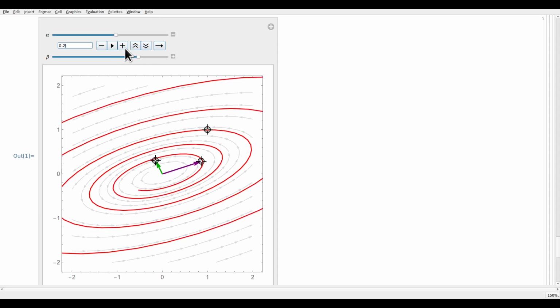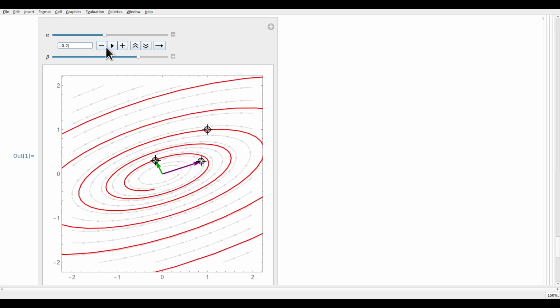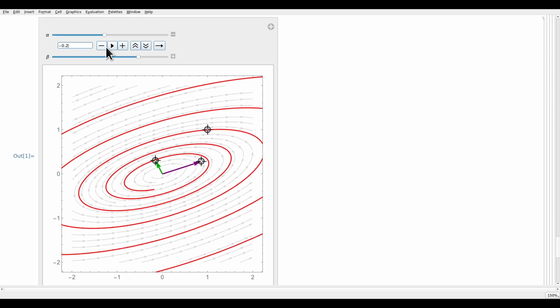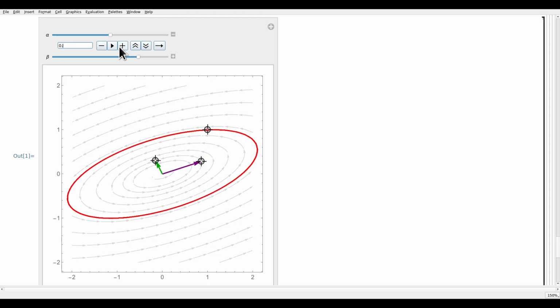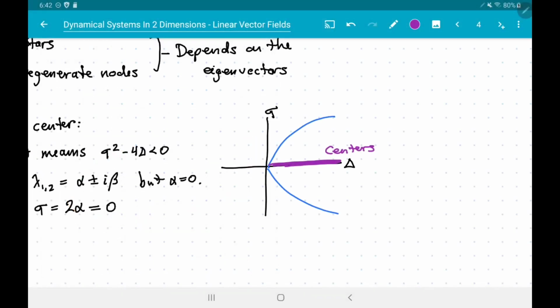If I go a notch above, the dynamics show an unstable spiral. Let me go back to 0 and let me go down a notch. If I go down a notch, it's maybe a little hard to tell, but the dynamics are showing a stable spiral. So right on the border between a stable spiral and an unstable spiral should be this marginally stable center case. So that is what's happening right here.